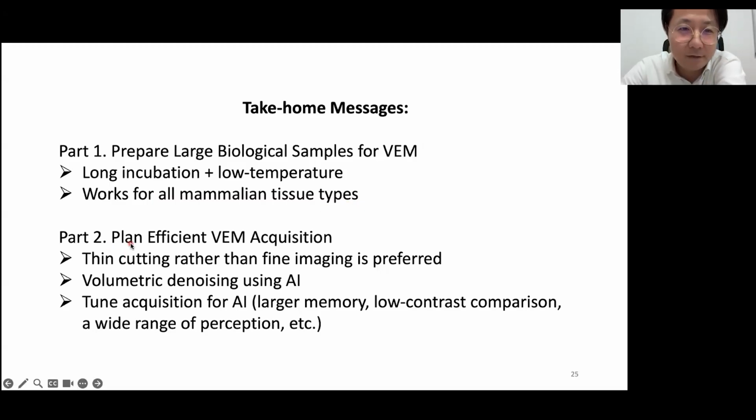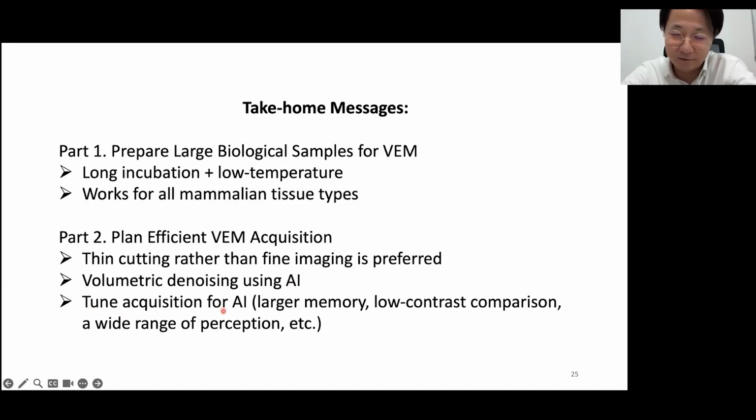And the second part is planning efficient VEM acquisition. Thin cutting rather than fine imaging is preferred. So always think about how resolution plays a crucial role in VEM data quality assessment, or data quality for the analysis. And the second is that volumetric denoising using AI is possible. So we can use 3D context to do the 3D denoising. And the third is to tune acquisition for AI rather than humans.